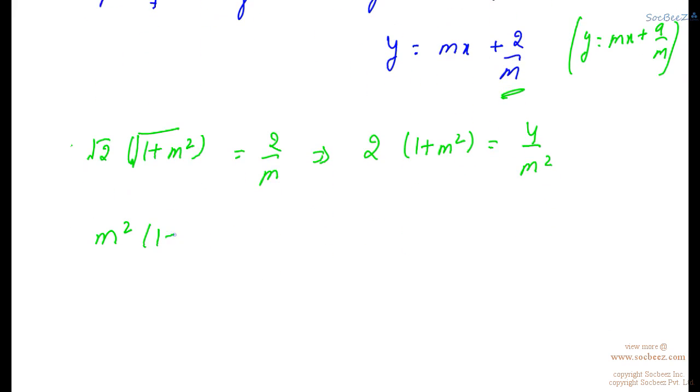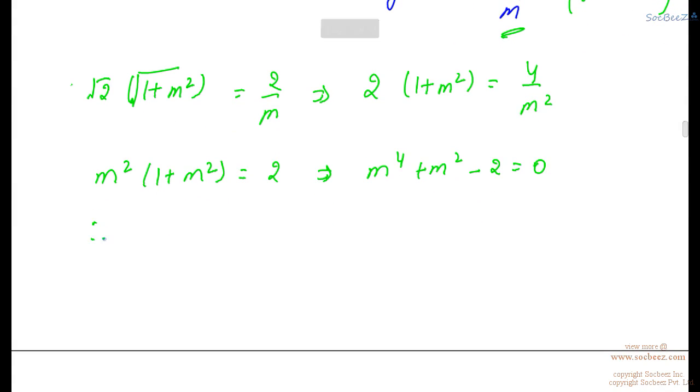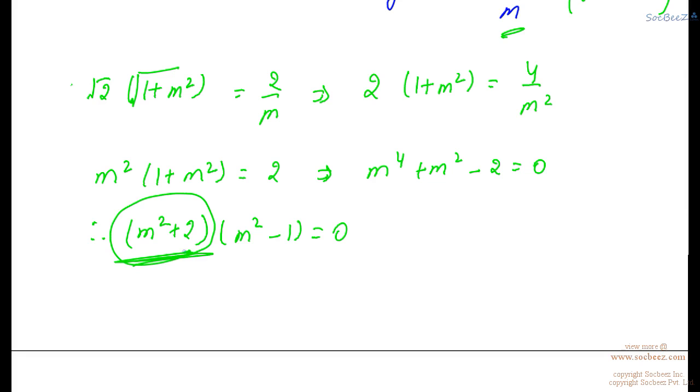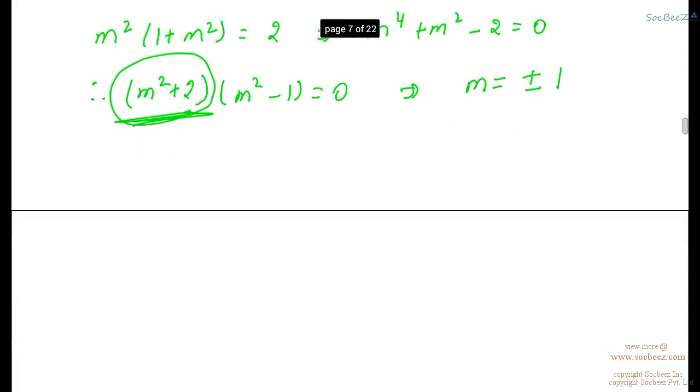Now if we simplify it, then it becomes m square into 1 plus m square equals 2, which gives us m raised to the power 4 plus m square minus 2 equals 0. So therefore m square plus 2 into m square minus 1 equals 0. Now this expression m square plus 2 cannot be 0 because m square is always greater than 0. So therefore this gives us m equals plus minus 1. Okay, so from here m is equal to plus minus 1.